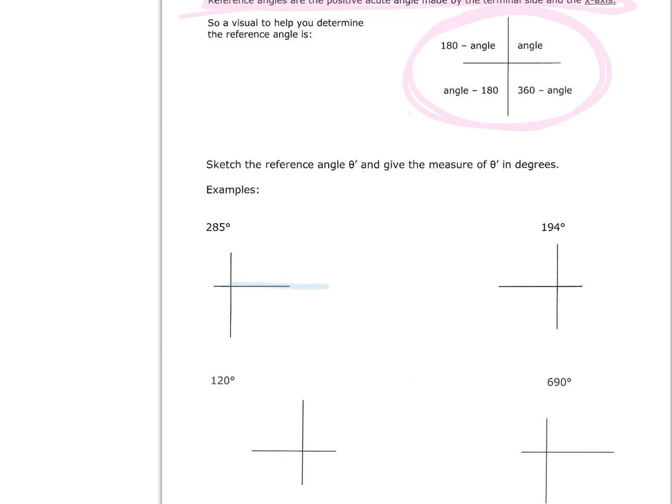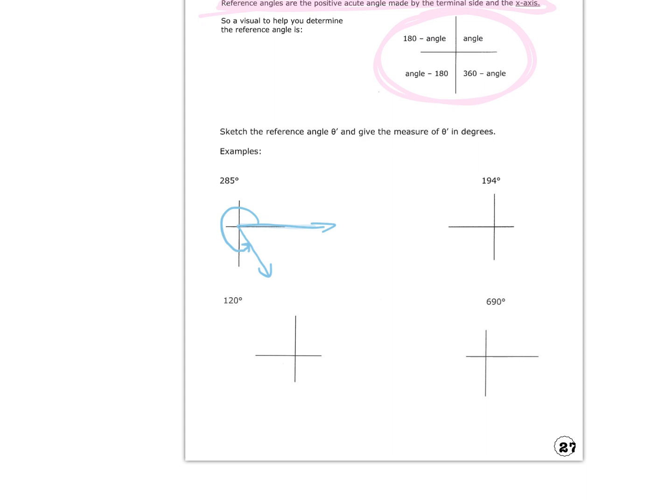So if we're drawing 285 degrees, we're going to rotate around to about right here. We're rotating around to 270 and then a little bit more here. Okay? So that's what the angle for 285 degrees looks like. The reference angle for that 285 degree angle is actually this right here.